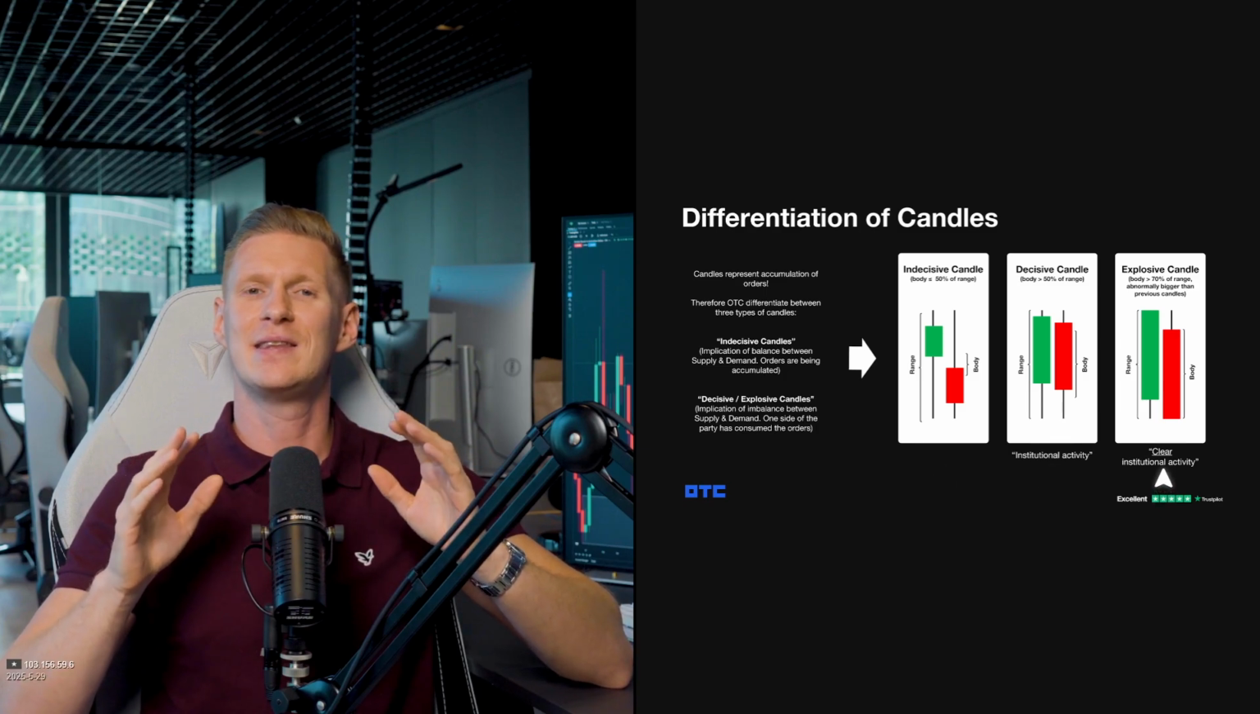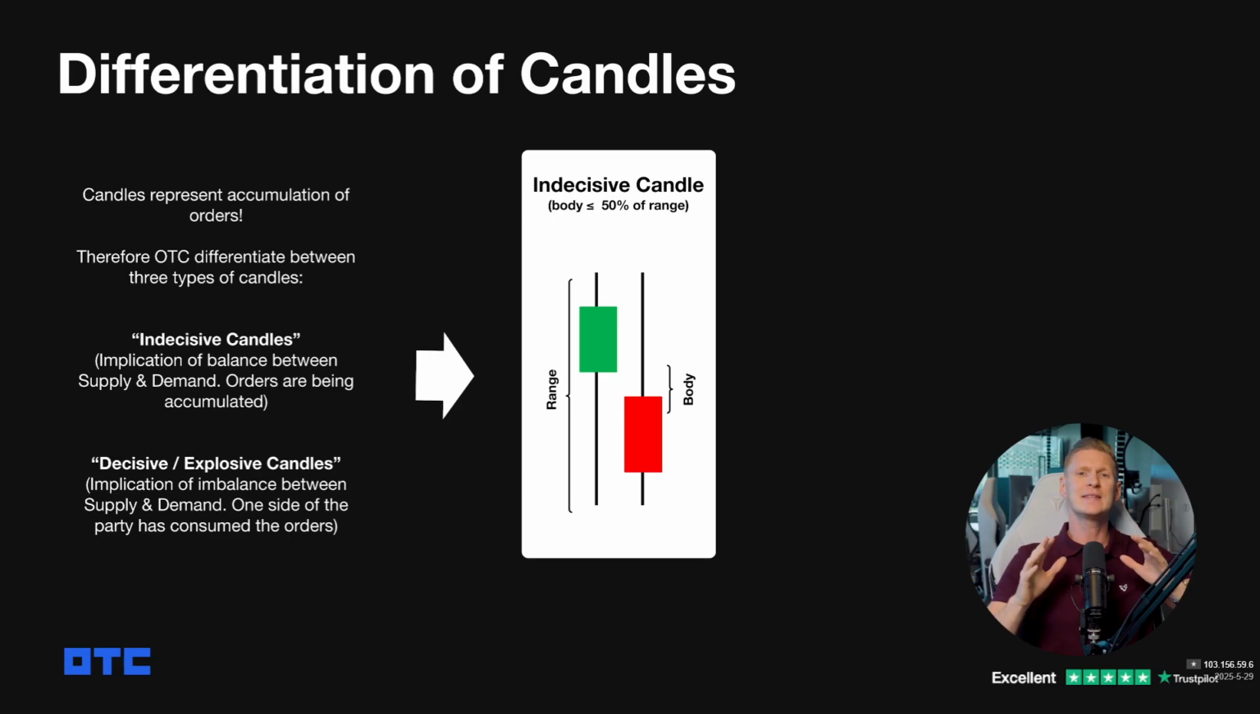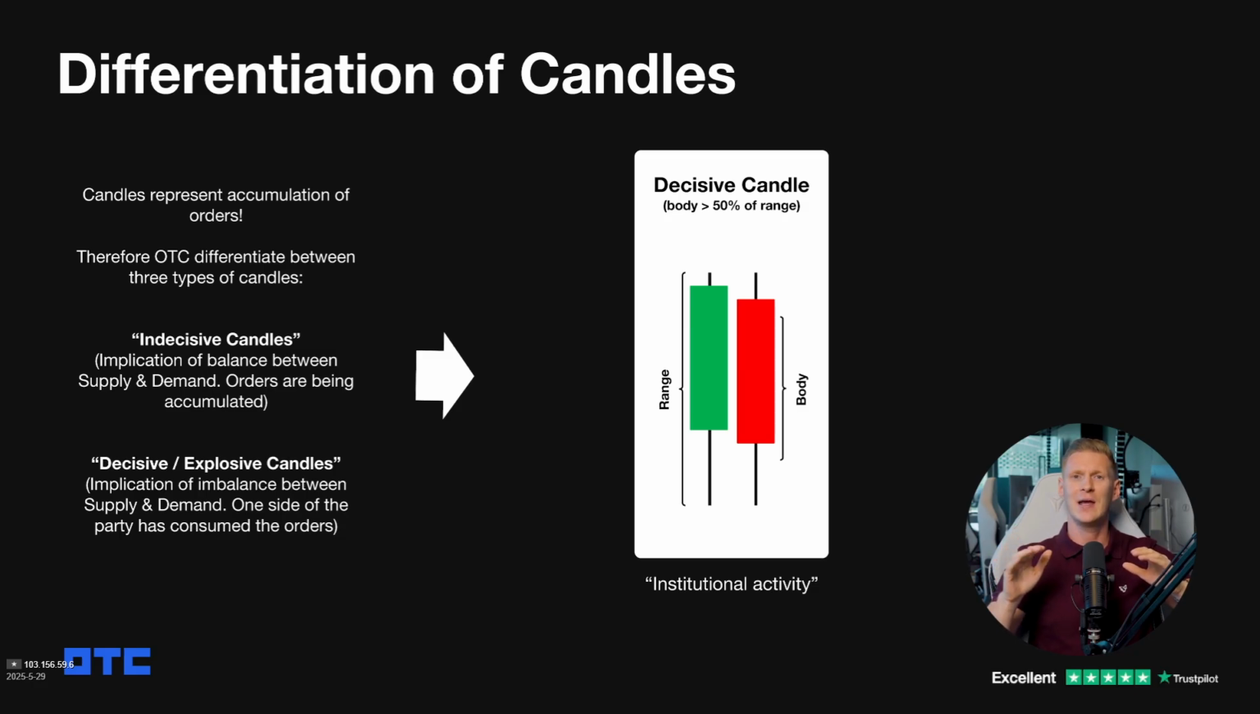Each one reflects a different dynamic in how buyers and sellers interact with the market. An indecisive candle is one where the candle's body is smaller than or equal to 50% of its total range, suggesting that neither buyers nor sellers are fully in control. This often means the market is balanced or in an accumulation phase. By contrast, a decisive candle has a body that exceeds 50% of the total range. This is where either buyers or sellers have taken charge, creating a clear shift in momentum.